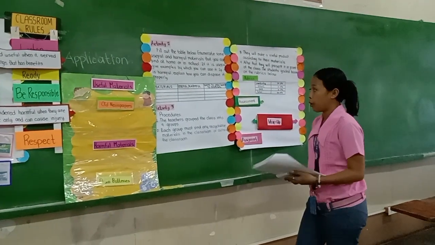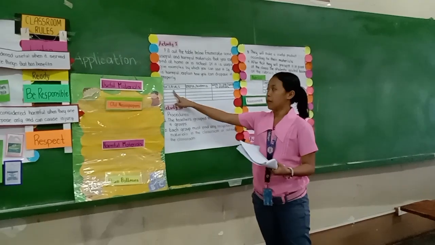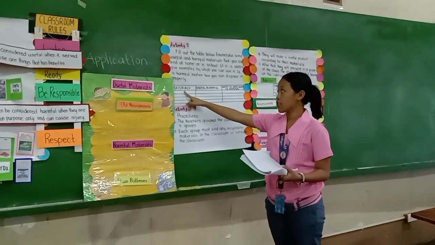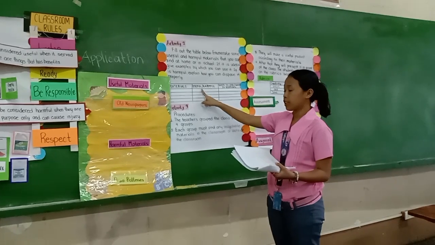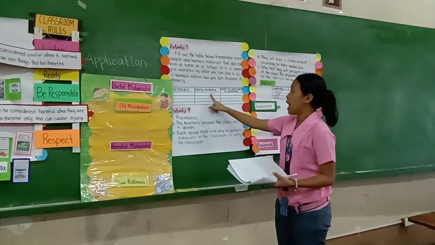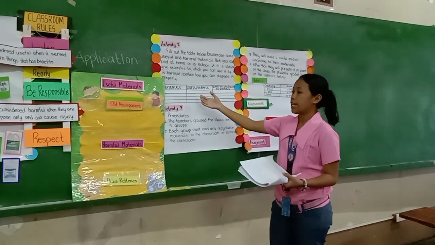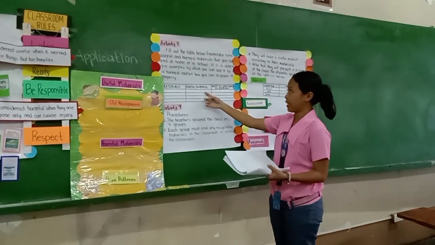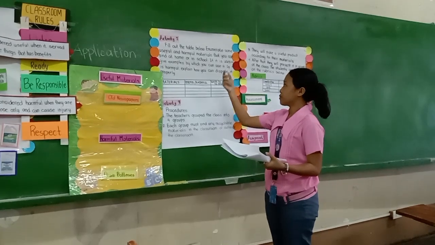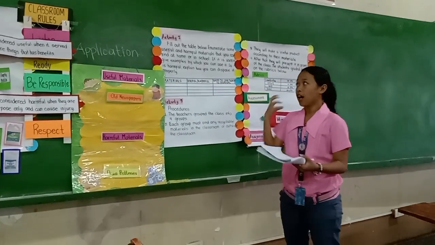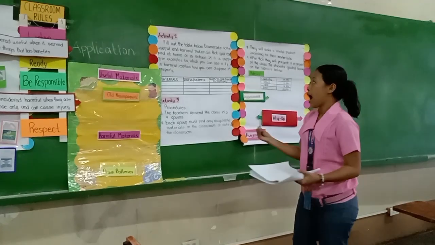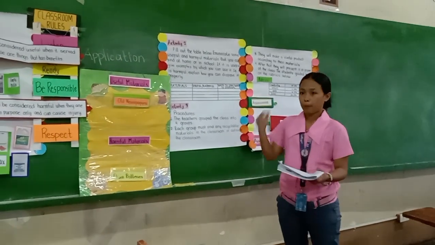For example, the students will be given materials such as old newspapers, and the students will enumerate if it is useful or harmful. If it is useful, they give some examples of how you can use it. And if it is harmful, the students will explain how you can dispose of it properly.